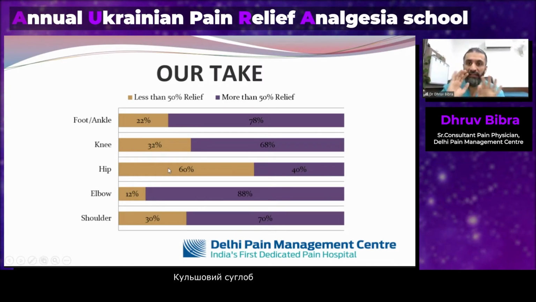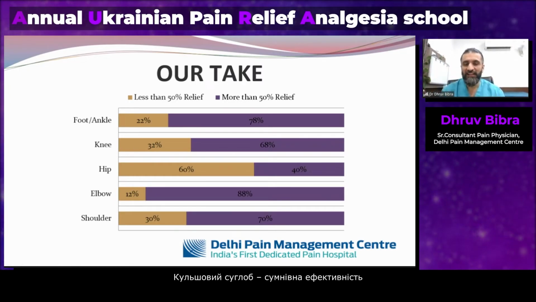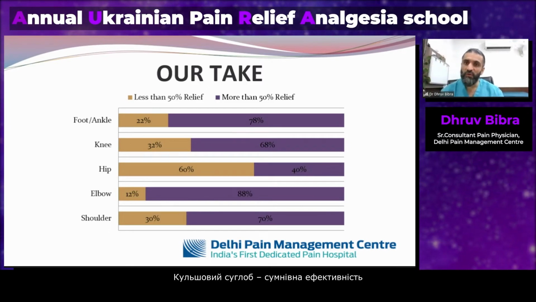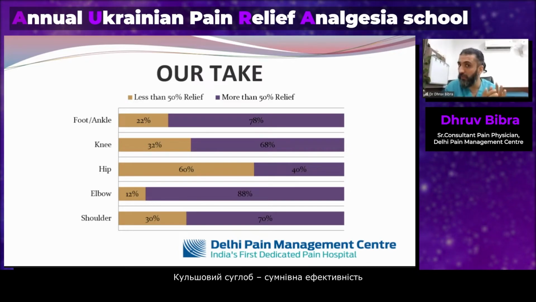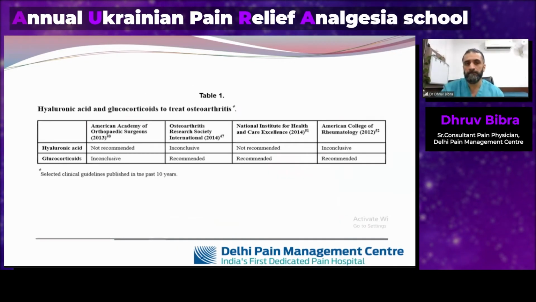Hip, many might say why. There was a lot of failure. The reason was we did it in AVN, and in AVN the prognosis is not that great. And anyway, it's a weight bearing joint. So both these things are not a good thing.